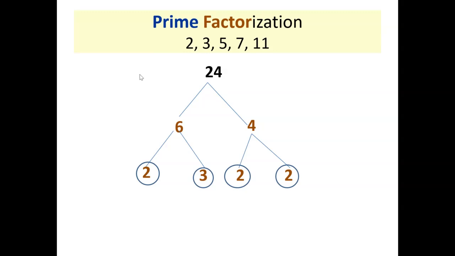When you break down 24 using prime factorization, there is only one way, and that combination is three 2s and one 3. There is no other way you can break down 24 besides this combination. Even if I try to break down 24 differently in my next slide, we will see that we still come up with the same result.